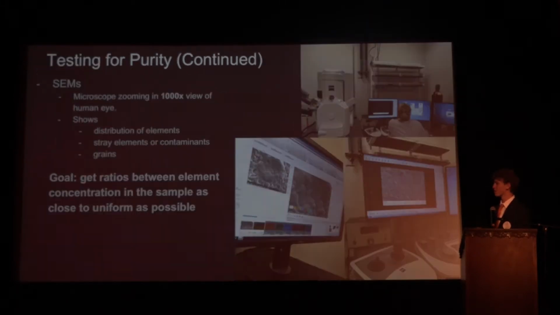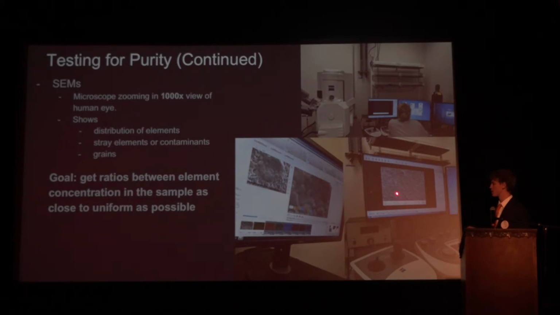So after this, we would use scanning electron microscopes that are capable of zooming in thousands and thousands of times the view of a human eye. And by this, we could look at, down here, each individual element or compound in our sample lights up in its own color, and we can actually see it in the sample, and we can see the distribution of it to see if it's uniform.